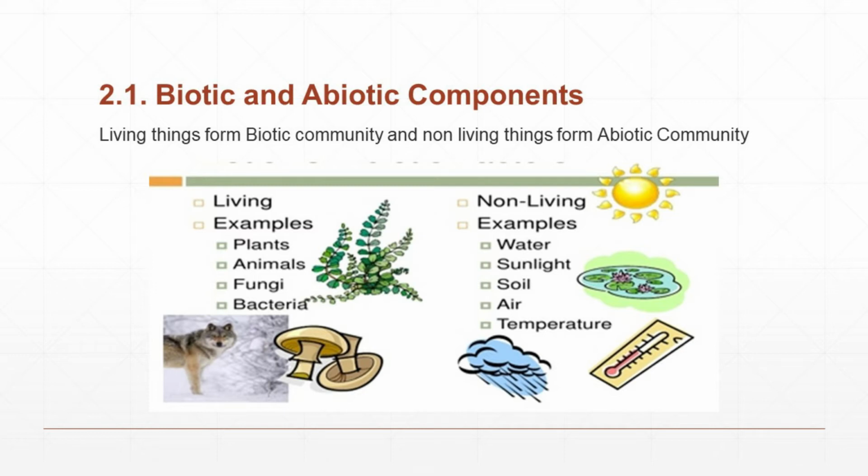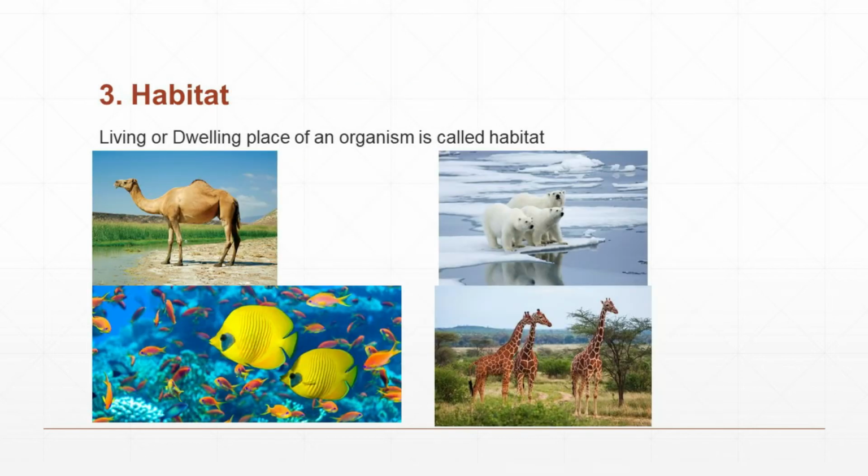Even in the slide you can see living examples: plants, animals, fungi, bacteria. Non-living things, for example: water, sunlight, soil, air, temperature, etc. Already you learned what we mean by habitat. Habitat means the living or dwelling place of an organism.